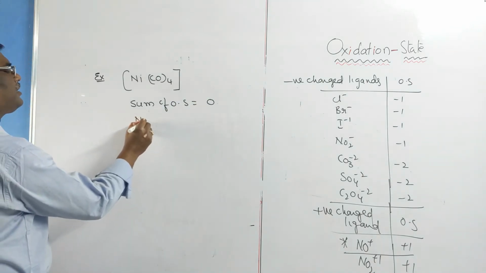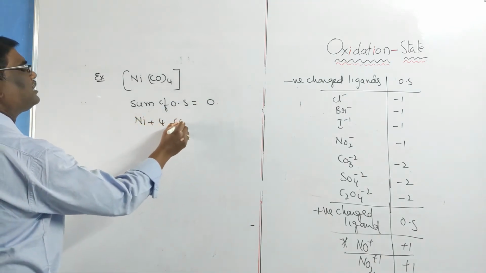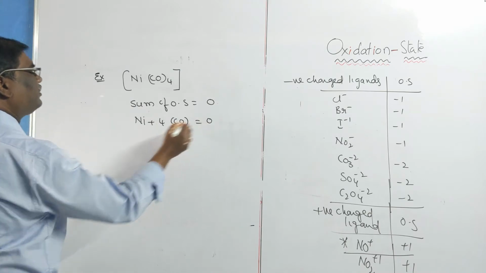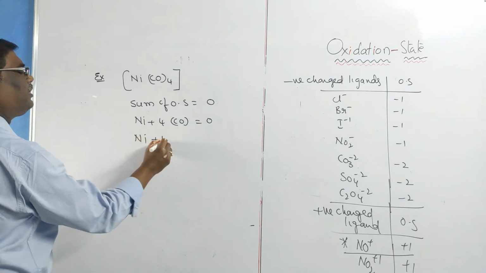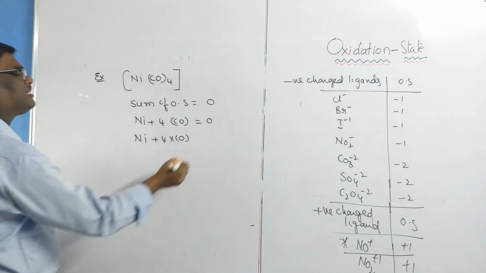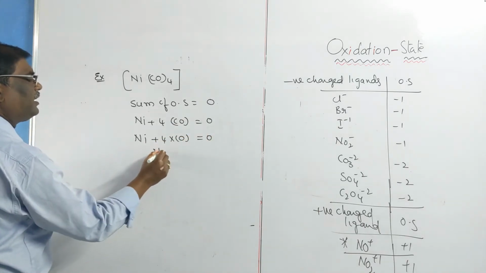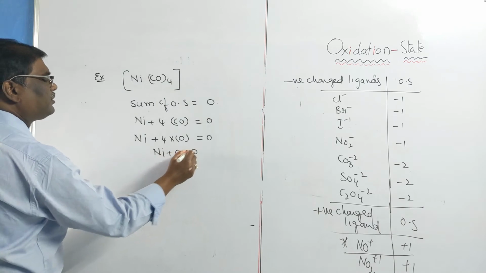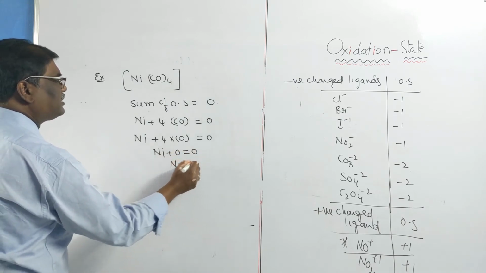So nickel oxidation state plus 4 molecules of carbon monoxide equal to 0. Nickel plus 4 into, I told you this is a neutral ligand, the charge of this one is 0. So we will get nickel plus 0 equal to 0. Nickel oxidation state is 0.